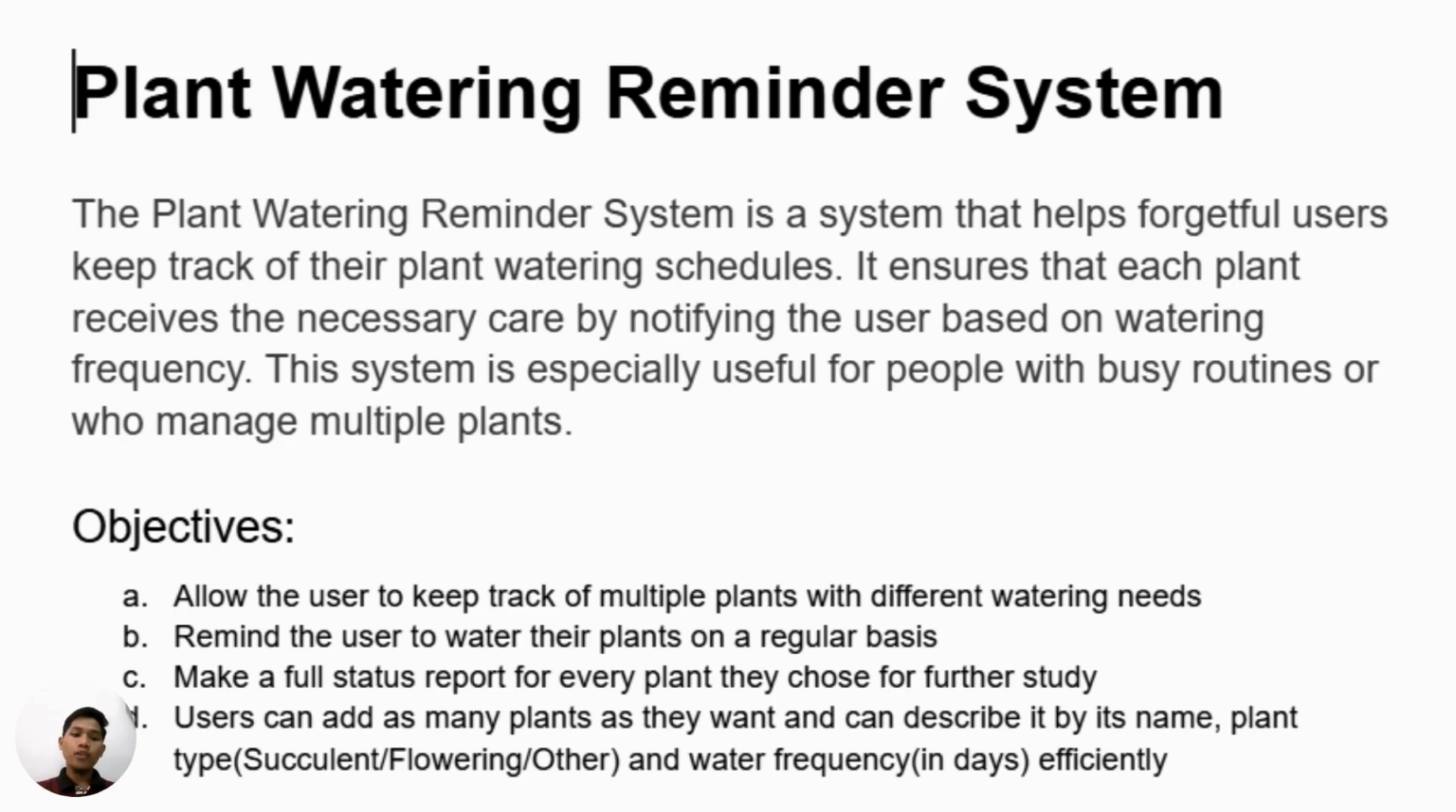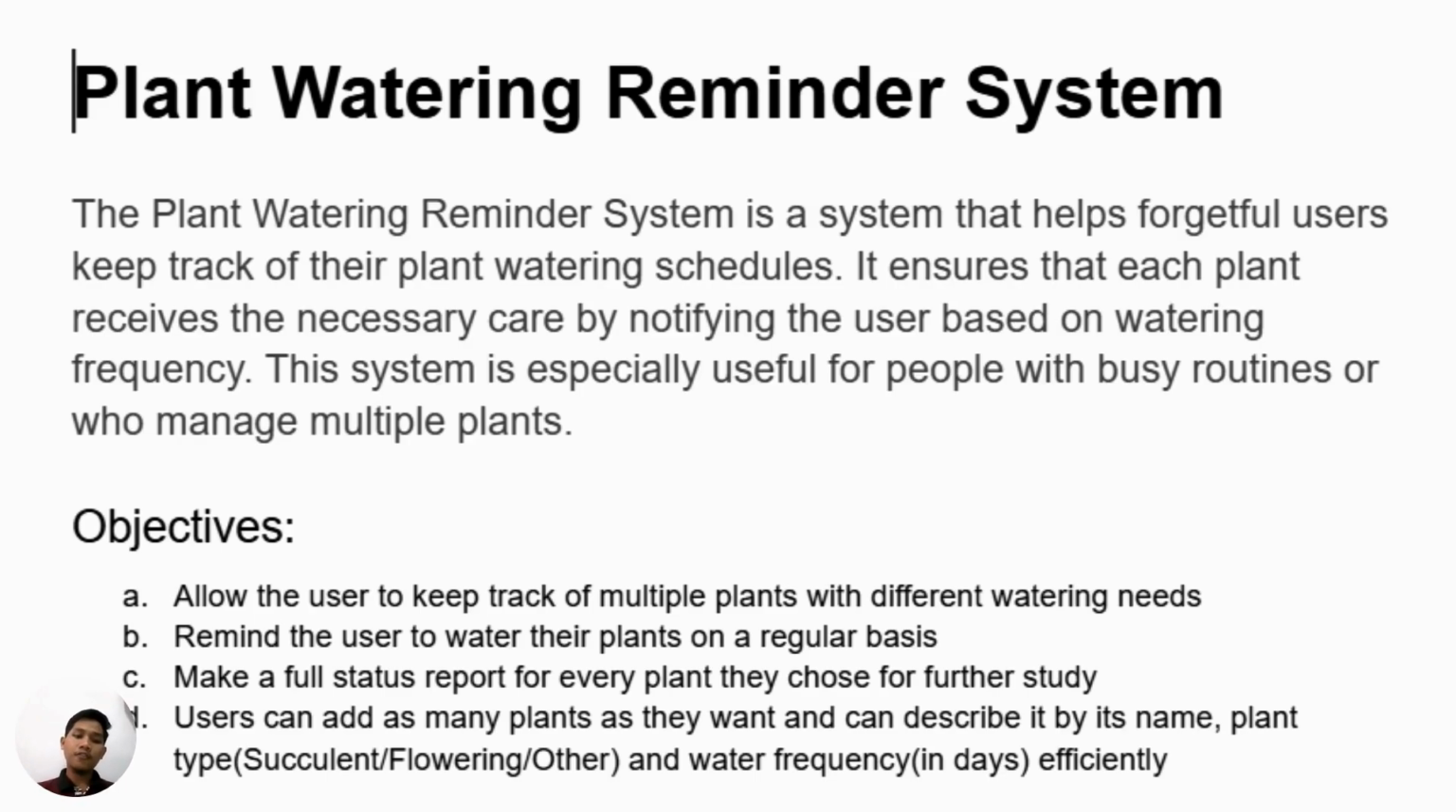So, we propose the plant watering reminder system, which is a system that helps forgetful users keep track of their plant watering schedules. It ensures that each plant receives the necessary care by notifying the user based on watering frequency. This system is especially useful for people with busy routines or who manage multiple plants, like a gardener.